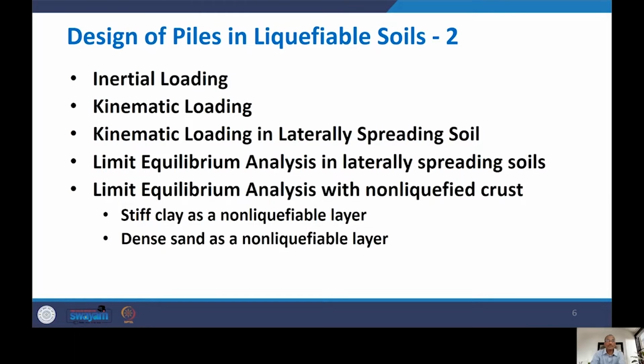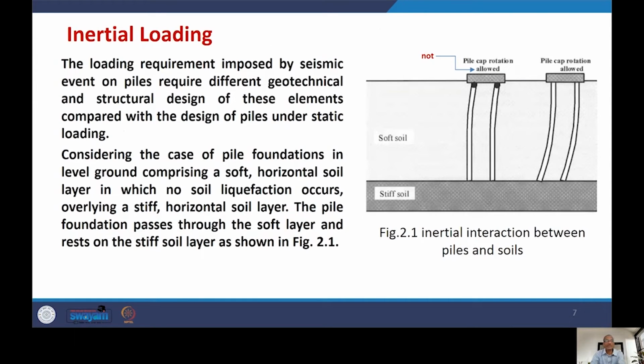When we talk about inertial loading, you could see figure 2.1, where a pile group is there, and it is passing through a soft soil, which is underlain by a stiff soil. Pile tips are resting on the stiff soil, and there are two cases. One case is where pile cap rotation is not allowed. The second case is where pile cap rotation is allowed. So both the cases we are going to discuss.